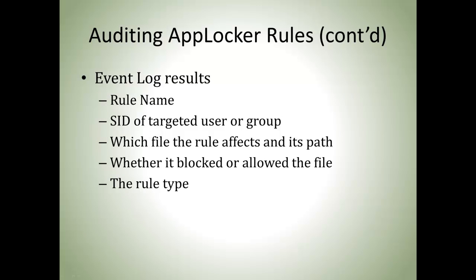And what it does write is the rule name, the rule that was applied, the SID of the user or the group, and that just identifies who the rule was going to be applied to, which file the rule would affect, so again how it identifies the program itself, whether it would have blocked it or allowed it, and then the type of rule, so if it was a .exe or whatever.